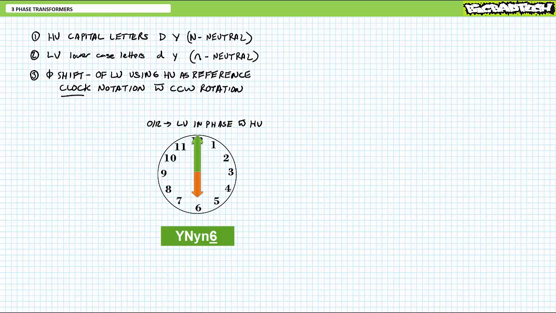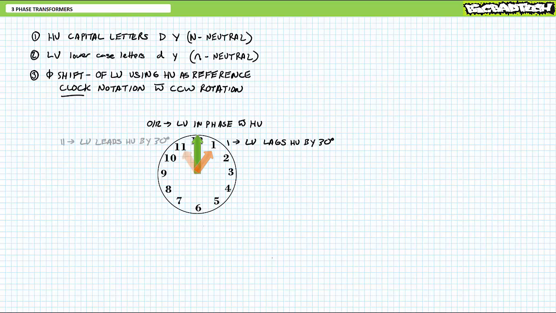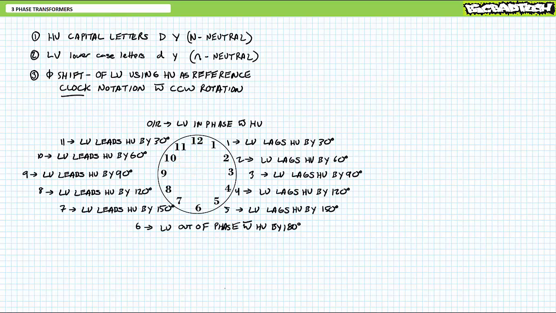If you divide a 360-degree circle into 12 parts, as would an analog clock, you effectively get 30-degree shifts per position. Where 1 o'clock indicates the low voltage side lags the high voltage side by 30 degrees, 11 o'clock indicates the low voltage side leads the high voltage side by 30 degrees, 2 o'clock indicates the low voltage side lags the high voltage side by 60 degrees, 10 o'clock indicates the low voltage side leads the high voltage side by 60 degrees, and so on.